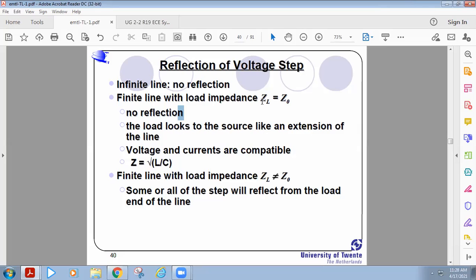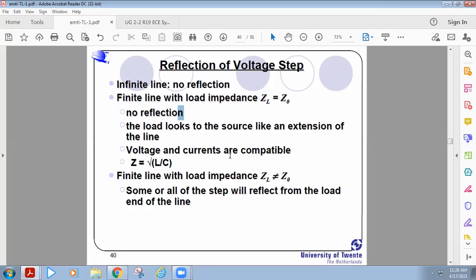See here, the line impedance Z naught equals square root of L by C. Of course, Z naught equals ZL here, so Z naught equals ZL equals square root of L by C. The next point is a finite line with load impedance ZL not equal to Z naught. Here the terminated load impedance is quite different from the characteristic impedance of the line.